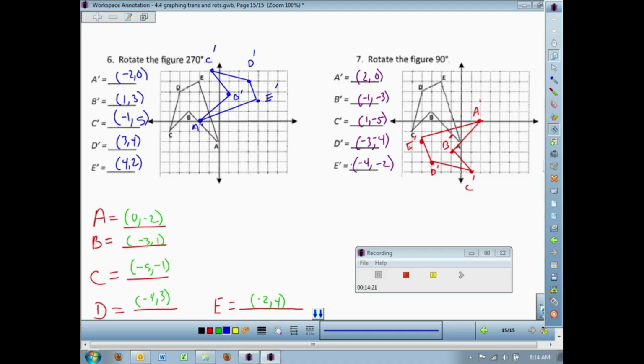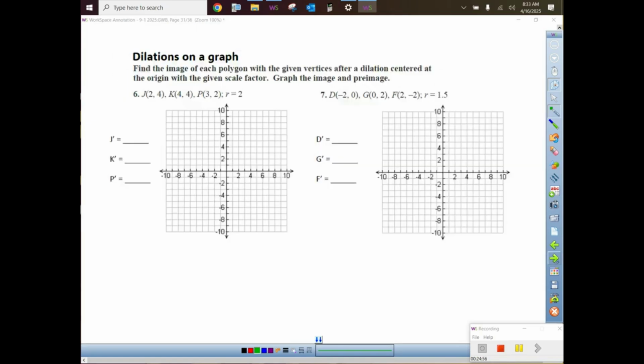So that, my friends, is it. How to rotate stuff on a graph. Some rules to remember. And if you have any questions, please see me. Have a good one. And the last thing of the day is a dilation.